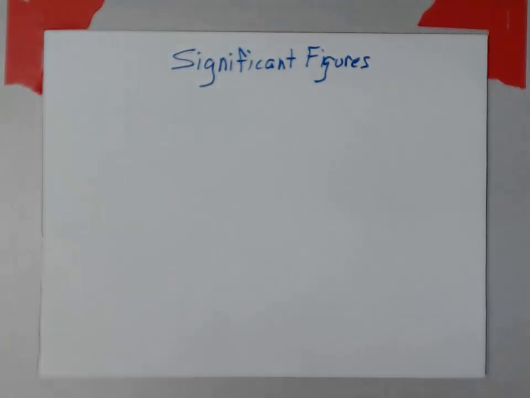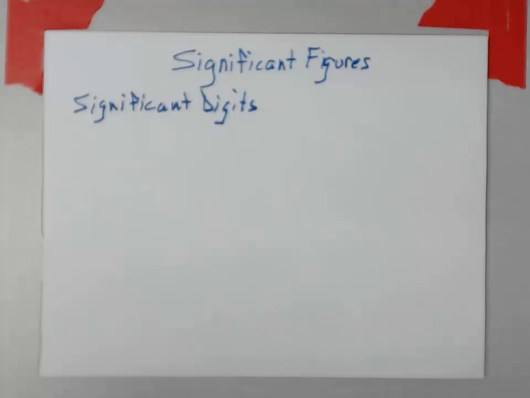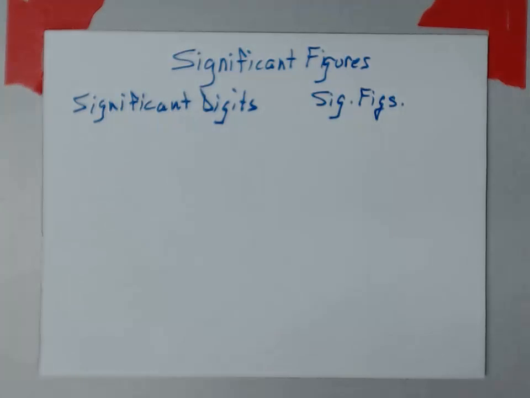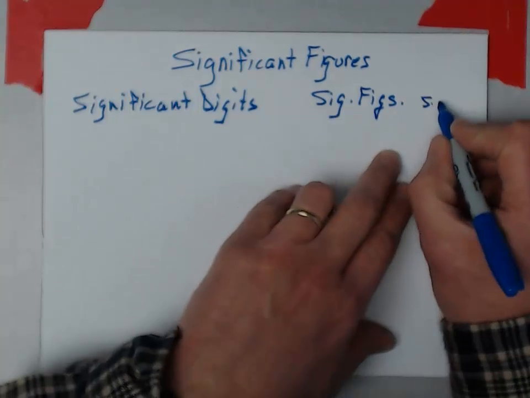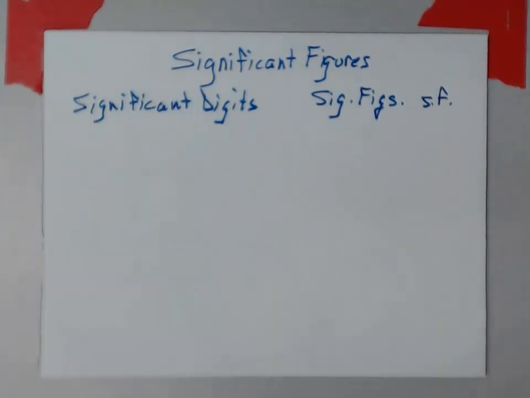This video will have to do with significant figures, also known as significant digits, sometimes affectionately known as sig figs. Often when I'm grading student homework and I need to note that your number of significant figures isn't correct, I'll just write SF to denote that it's significant figures that you're having difficulty with. So they might be called all of those things.